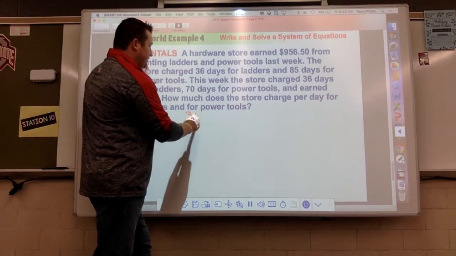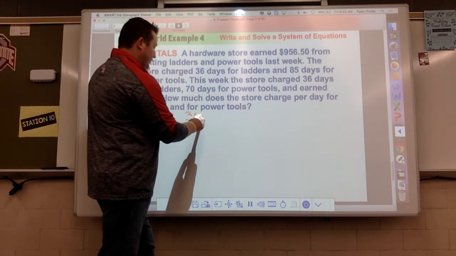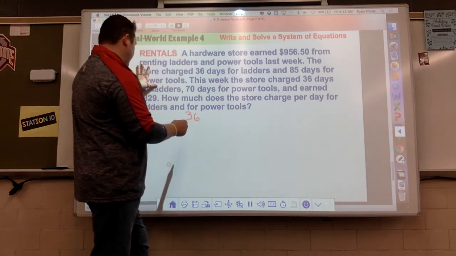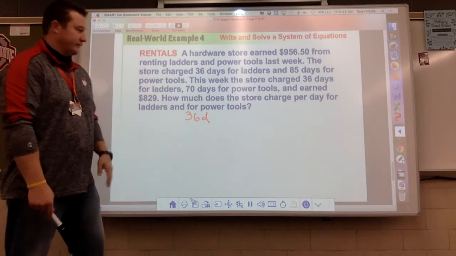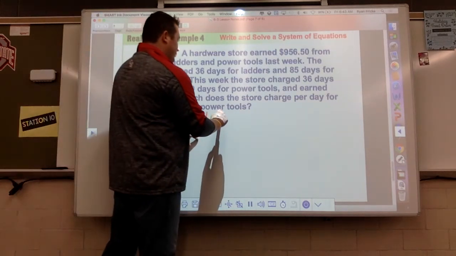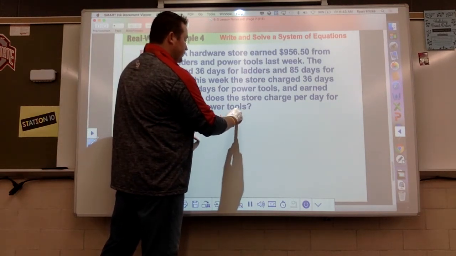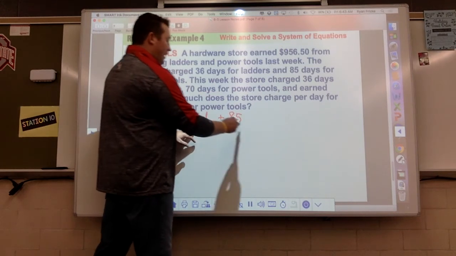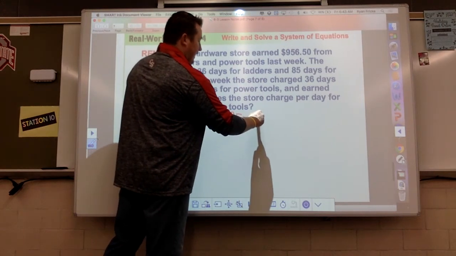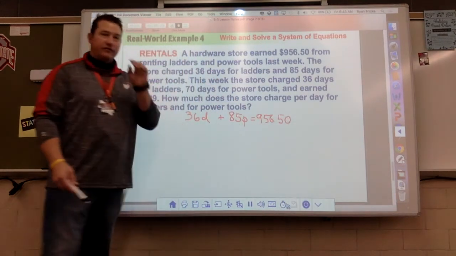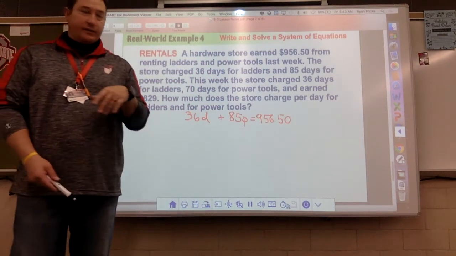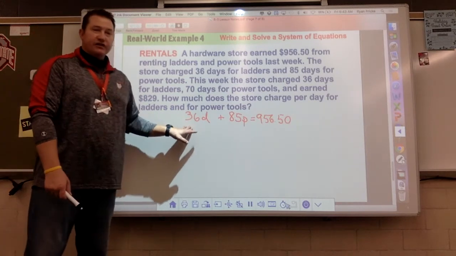So 36 days of ladders is not a very good. We're gonna audible here, guys. We're gonna go D for ladders. Plus, however much we rent 85 power tools for, and we made $956.50 from renting those items. Okay. So there's the structure of the first one.